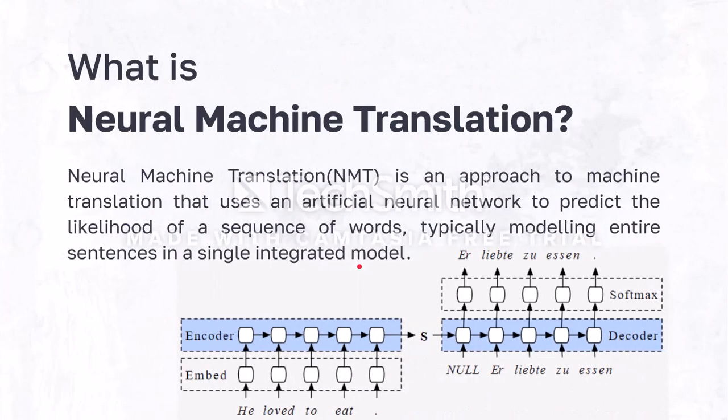What is neural machine translation? It is an approach to machine translation that uses an artificial neural network to predict the likelihood of a sequence of words, typically modeling entire sentences in a single integrated model.